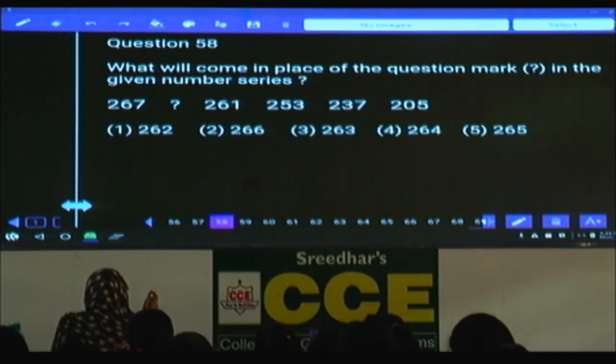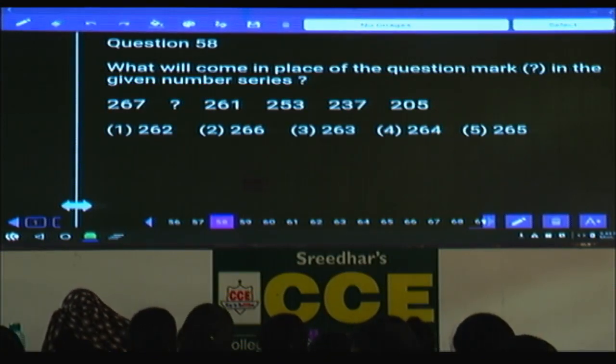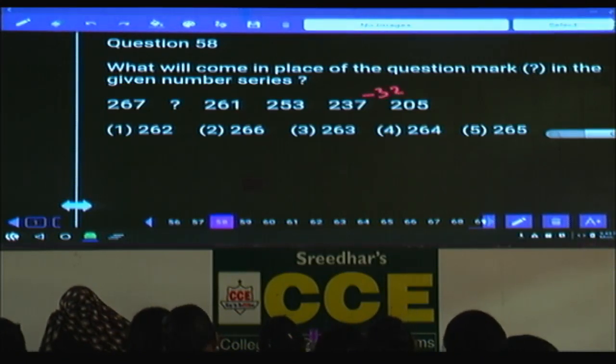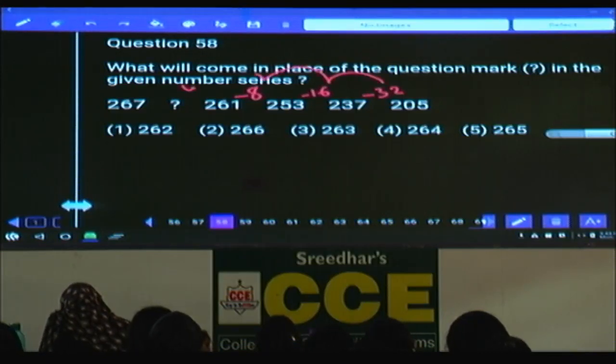Then coming down to this 58. Now in 57 numbers were increasing at a very fast rate, but here they change at a smaller rate, so we need to go for the difference. Now 237 and 205, what is the difference we have? 237 and 205, here the difference is minus 32. And 253 and 237, difference is how much? Minus 16. Now 32, 16, here the difference is how much? 8. 8 into 2, 16. 16 into 2, divided by 2, divided by 2, divided by 2, divided by 2. Now 267 minus 2 is how much? 265, choice 5. 2, 4, 8, 16, 32 are the numbers that are subtracted.